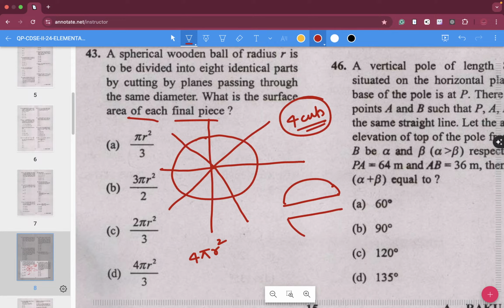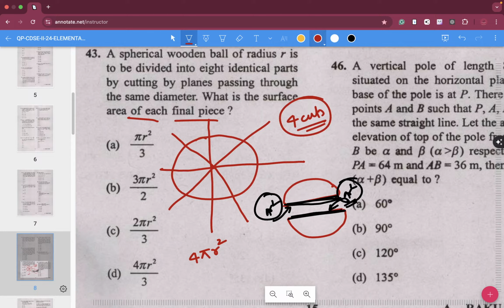Eventually the sphere becomes something like this. Now imagine these 2 faces, this particular face and this particular face. Each of these 2 faces is pi r square. So when you make one cut, it gives you 2 new faces, this particular face in black and this particular face in black. So each cut gives you 2 pi r square.